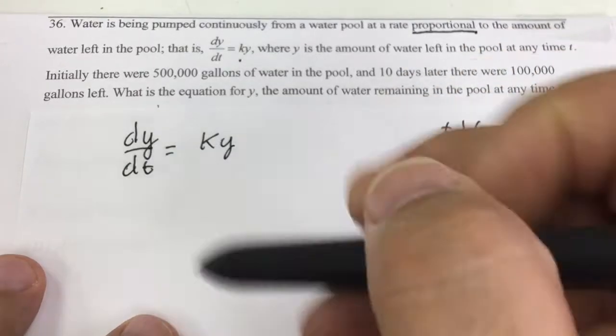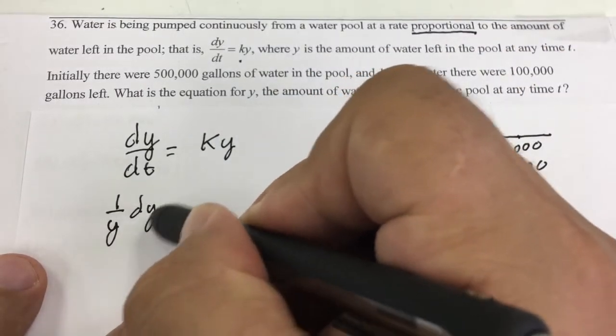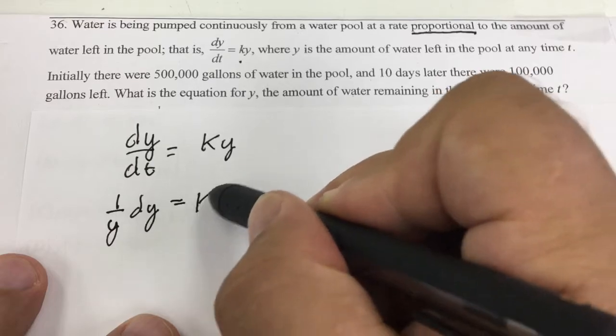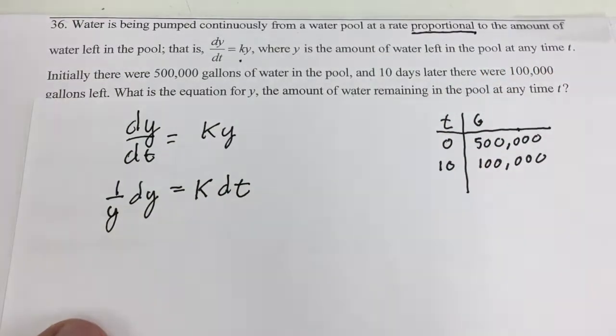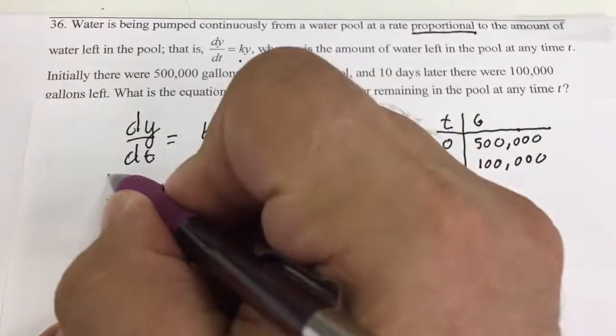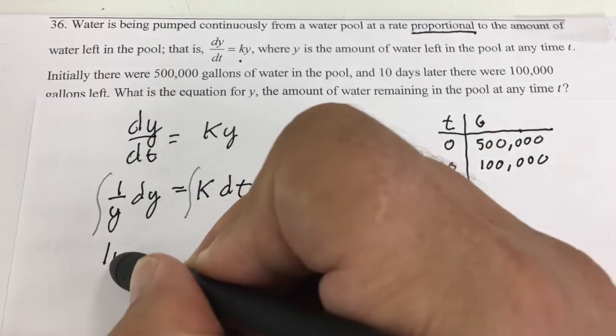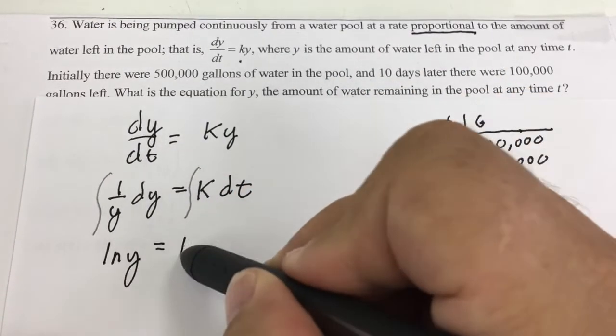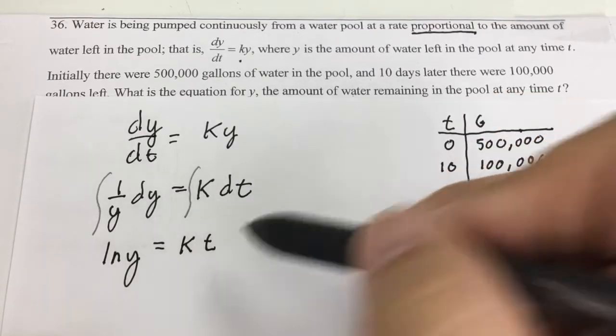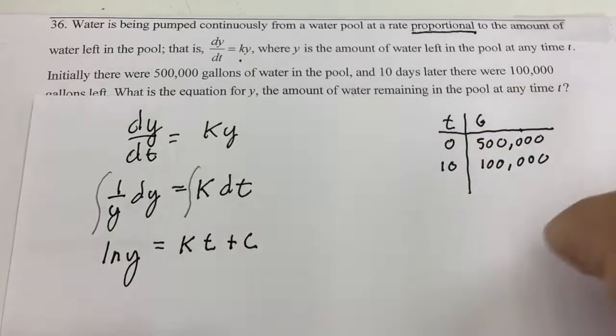I'm going to divide both sides by y. That's going to give me 1 over y dy. And at the same time, multiply both sides by dt. That's going to give me k dt. So I separated the variables well enough. Now, the key to a differential equation is to take the antiderivative. And the antiderivative of 1 over y is ln of y equals kt, because t is my variable, plus c.